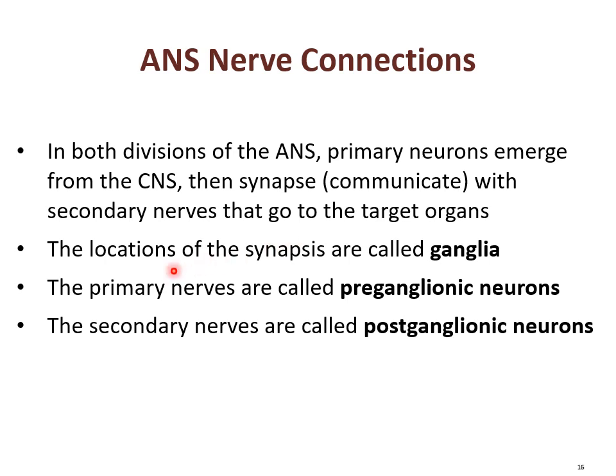Now, the primary neurons tend to be grouped together, and there are collections of synapses. Those collections of synapses are called ganglia. Those are discrete areas. You can actually find them anatomically, these groups of synapses in the body, and they're called ganglia. The primary nerves, the ones coming right out of the CNS, are called preganglionic neurons, and the secondary nerves, the nerves leaving the ganglia, are called postganglionic neurons.